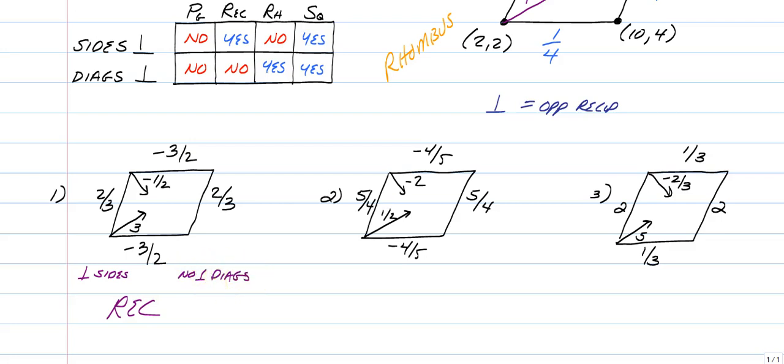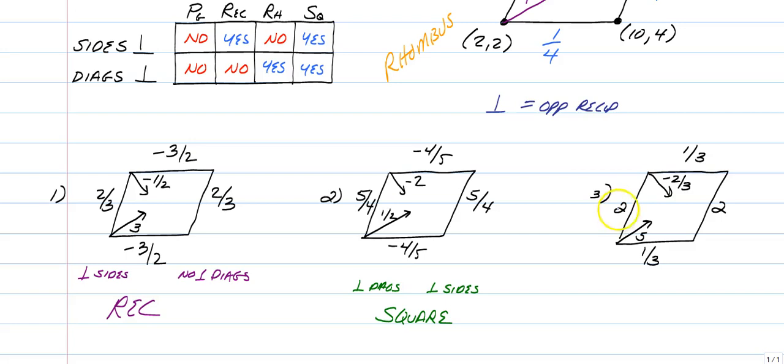If we look at the next one, we have a -2 and a +1/2 for diagonals, so we do have perpendicular diagonals. And we have -4/5 and a +5/4, so we do have perpendicular sides. So this is a square. A square is the only one that has both perpendicular diagonals and perpendicular sides.